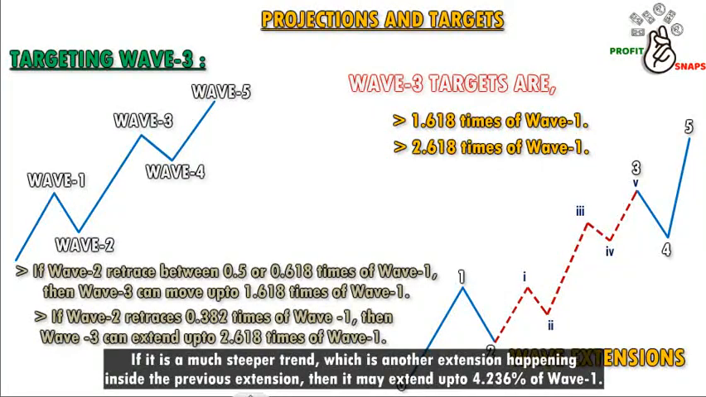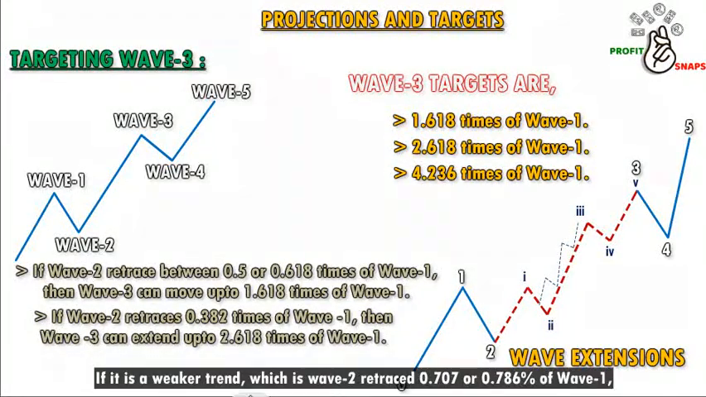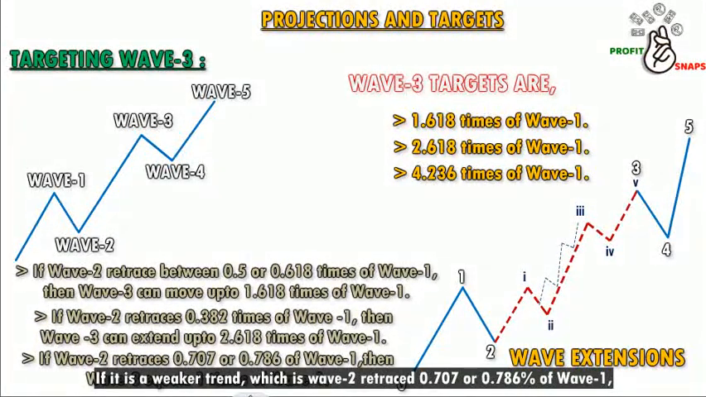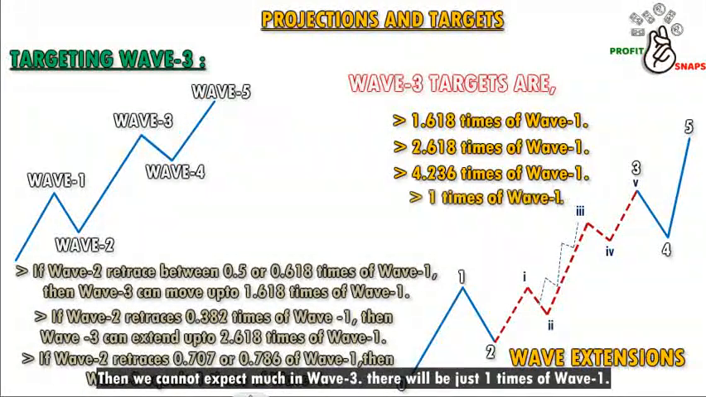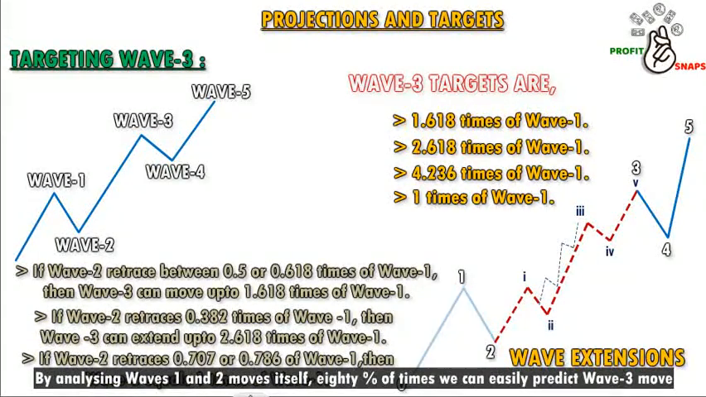If it is a much steeper trend, which is another extension happening inside the previous extension, then it may extend up to 4.236 of wave 1. If it is a weaker trend, which is wave 2 retraced 0.707 or 0.786 of wave 1, we cannot expect much in wave 3. There will be just 1 times of wave 1. By analyzing waves 1 and 2 moves itself, 80% of times we can easily predict wave 3 move.